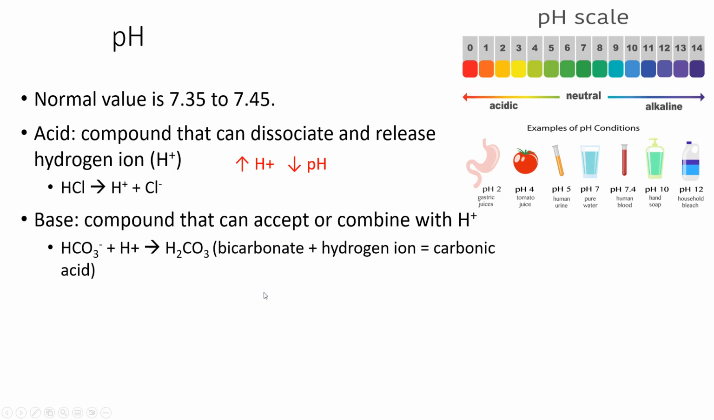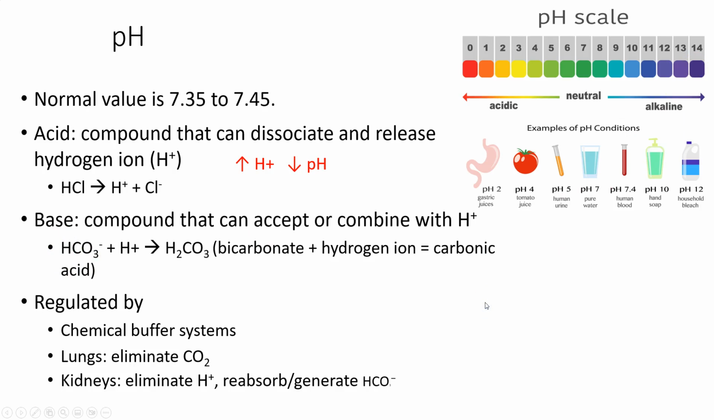A base, however, is a compound that can accept or combine with hydrogen ion. So for example, bicarbonate, which is an important base in the body, combines with hydrogen ion and makes carbonic acid. And so more carbonic acid is going to increase our pH. pH is regulated by our chemical buffer systems, by our lungs, and by our kidneys.